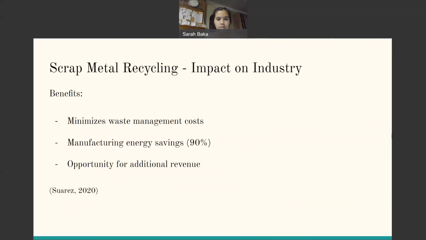This recycling of scrap metal has a big impact. It can minimize waste management in plants by reducing the cost of waste disposal. It has been seen that manufacturing can see energy savings of up to 90% by recycling all of the metal waste that they produce. And there's an opportunity for additional revenue for companies that decide to sell their scrap metal and make a profit.